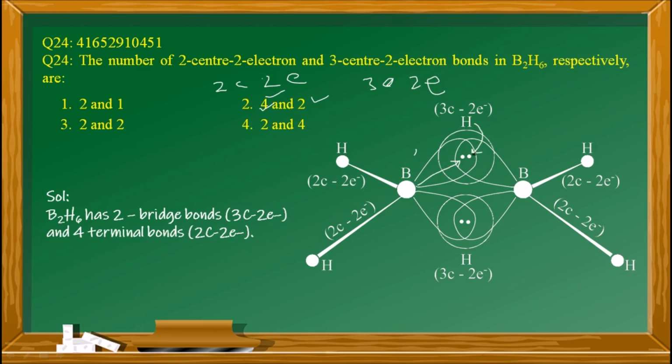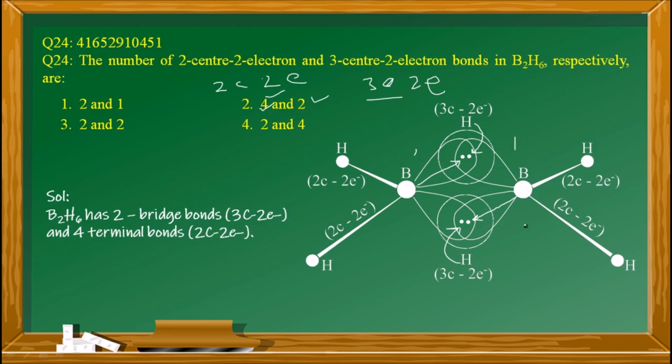But this pair is shared by this boron and this boron. So 2 electrons are shared by 3 centers. So 3 atoms are sharing these 2 electrons. Whereas of these two electrons, one is given by this boron and the other is given by this hydrogen. So it is shared by 3 centers. This is the special bond, also known as a bridge bond, or a 3-centered 2-electron bond.